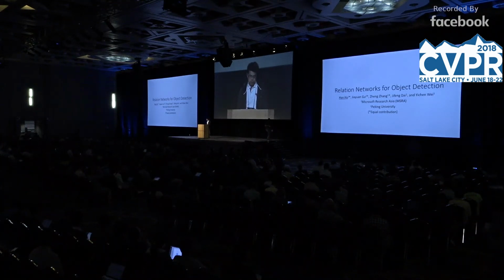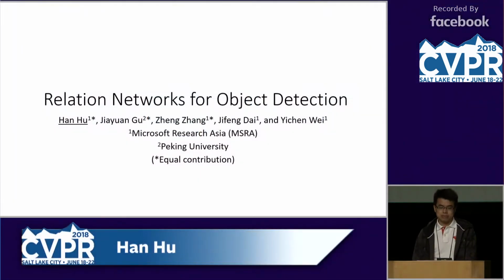Good morning, everyone. This is Han from Microsoft Research Asia. The title of this presentation is Relation Networks for Object Detection. It's a joint work with Jiayuan, Zheng, Jifeng, and Yichen.